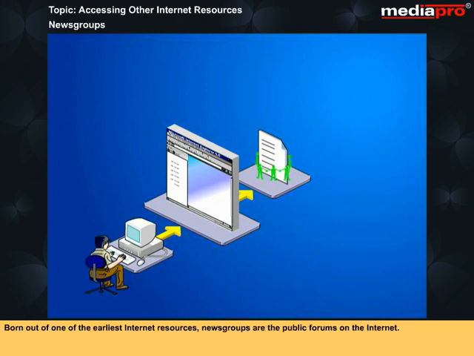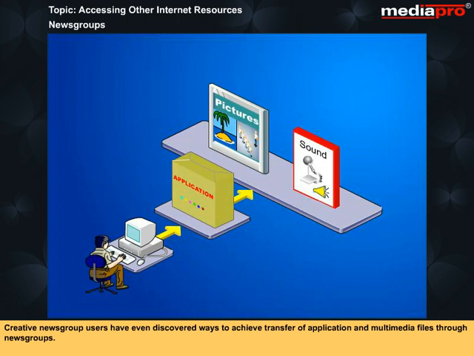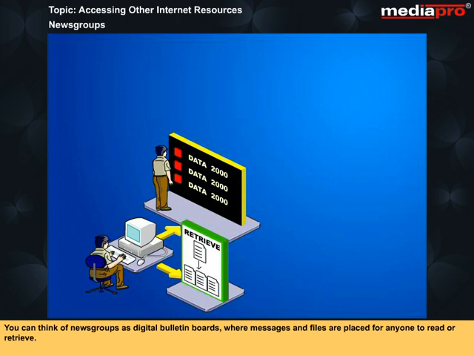Another type of Internet resource that can be accessed through your web browser is newsgroups. Born out of one of the earliest Internet resources, newsgroups are the public forums on the Internet. Users post email, type messages into specific topic areas, and read postings of other users. The creative newsgroup users have even discovered ways to achieve transfer of application and multimedia files through newsgroups. You can think of newsgroups as digital bulletin boards, where messages and files are placed for anyone to read or retrieve.